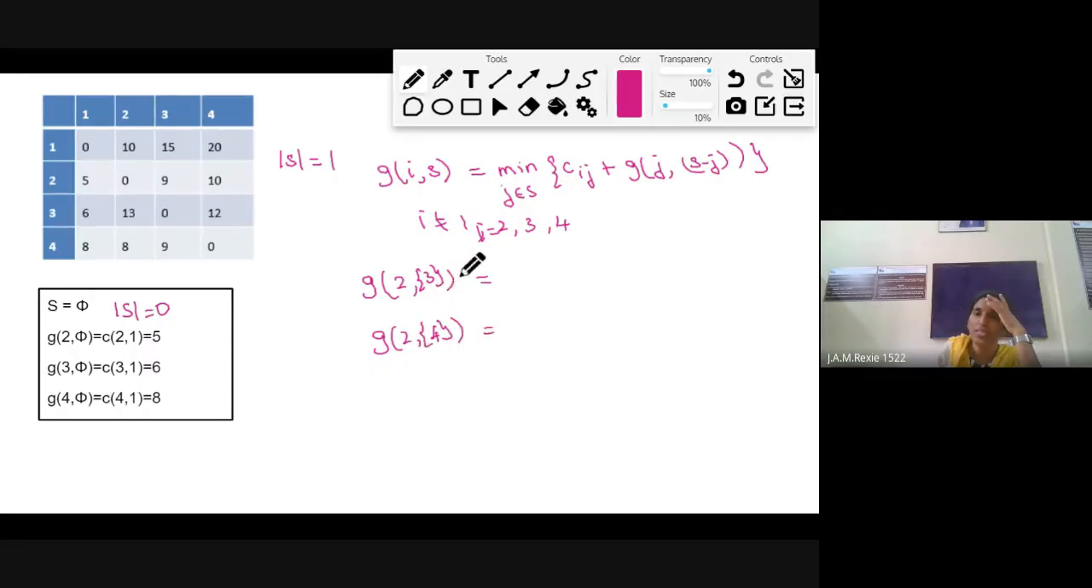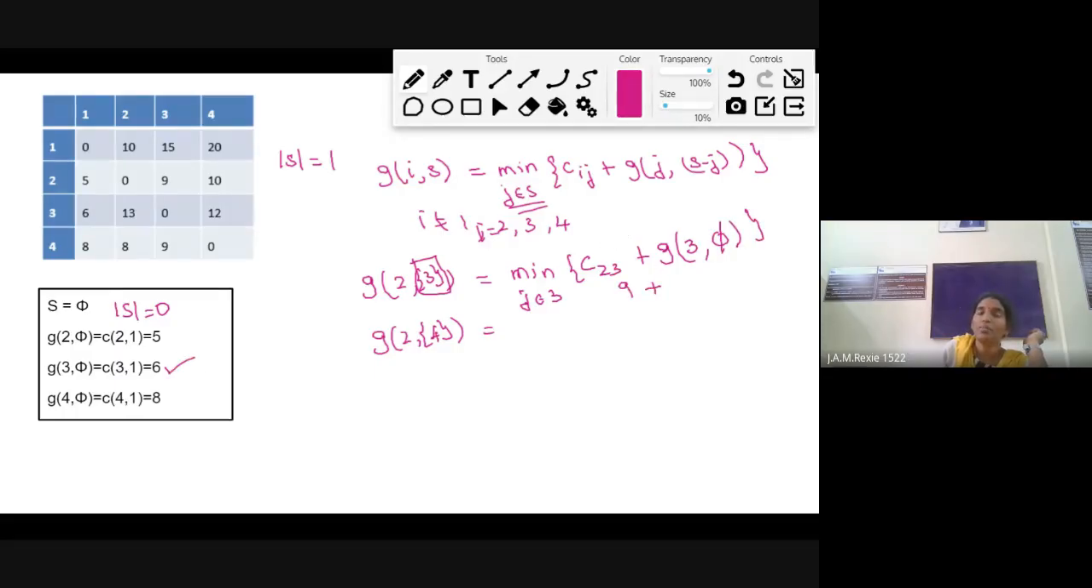If I consider 3 alone as the intermediate vertex, then it will be min of. What is j? j will be 3, so only one option is there. So there is no need of selecting the minimum, only one option, and it will be c i j. So c 2 3, j is 3, plus g of 3 comma S minus j. From the set 3, if I remove 3, the remaining will be null. So it will be c 2 3, whose cost is 9, plus g of 3 comma null.